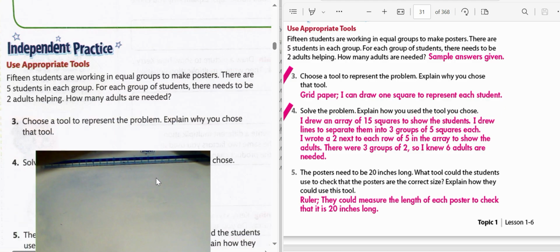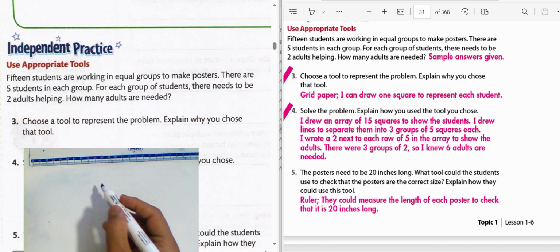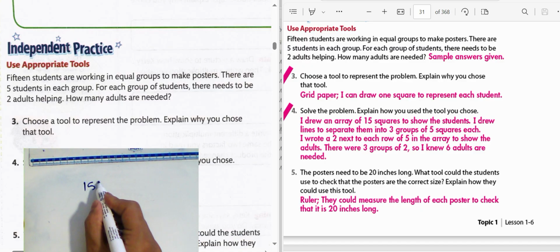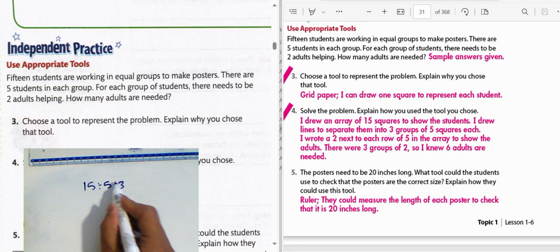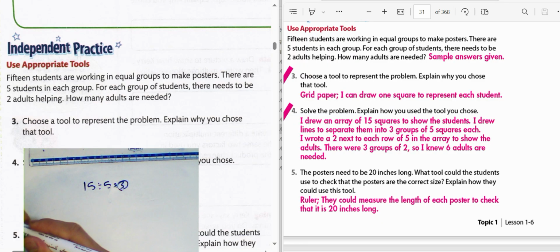About this question number 1. Choose a tool to represent the problem and explain why you choose the tool. Because we have 15 students working in equal groups to make posters. There are 5 students in each group. The number of groups will be what? We can divide it. 15 divided by 5 equals 3. Then the number of groups will be 3. We have 3 groups.